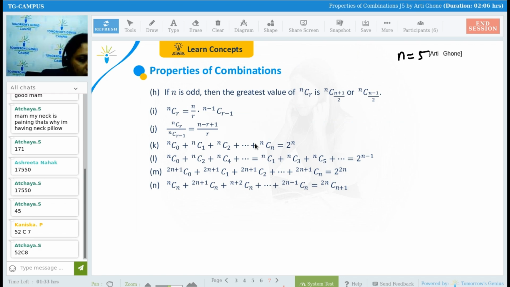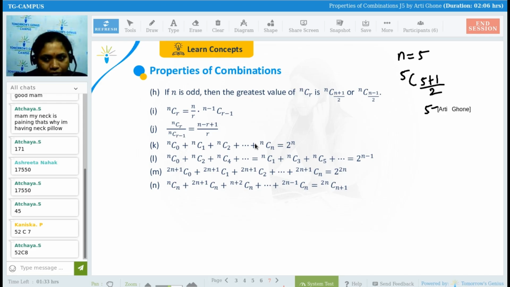If my n is 5, I have 5 things to distribute or select. Okay, group. So, what will be the maximum value of combination? It will be 5C((5 plus 1) by 2) and 5C((5 minus 1) by 2). Clear? So what is the answer? Either it will appear at 5C((5 plus 1) by 2), that is 6 by 2 is 3, so 5C3, and 5C2.